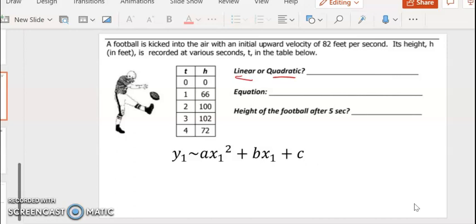Let's look at the scenario. A football is kicked into the air with an initial upward velocity of 82 feet per second. Its height in feet is recorded at various seconds. So our t, our time, is going to be our x, and our h is going to be our height. I'm just going to put the values of this table into Desmos. Now we did this with linear functions. Do you remember that? We put in a table and then we came up with an equation.